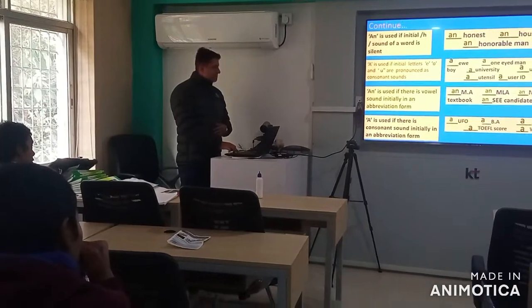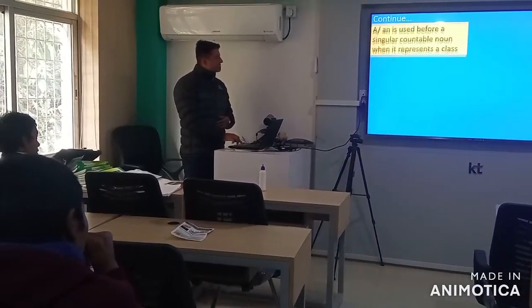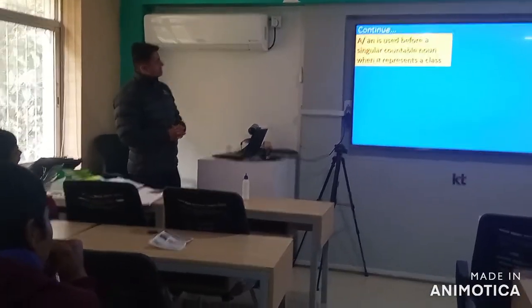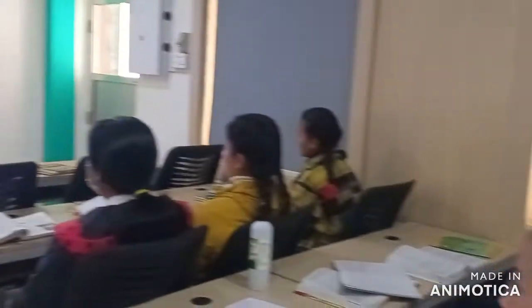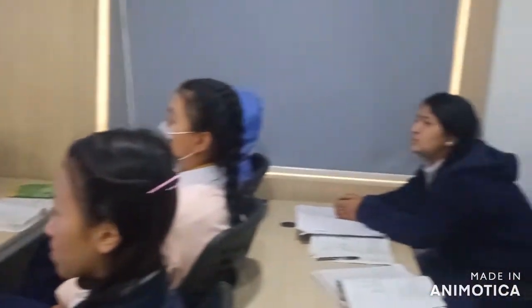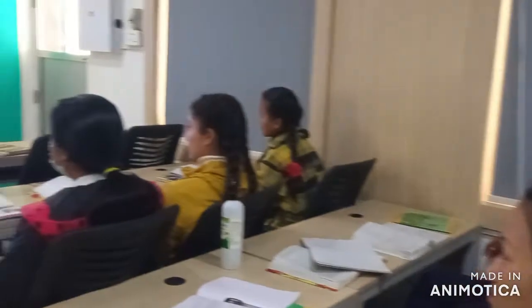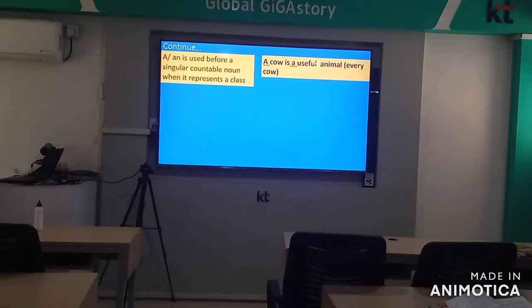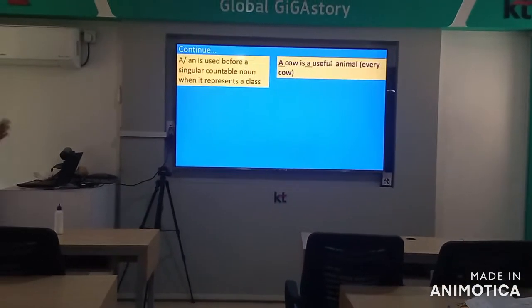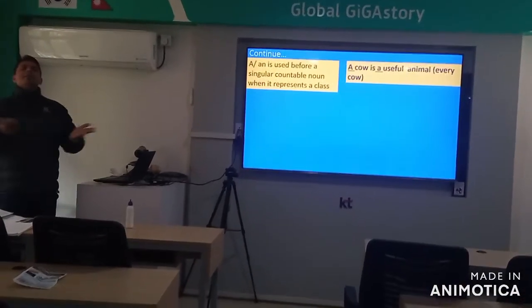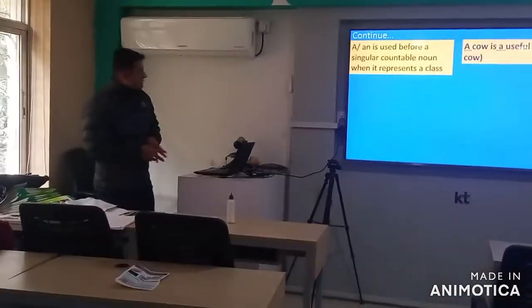Okay, with the next slide here, please read out. A singular countable noun when it represents a class. If it is a whole class, then we use either "a" or "an". A cow is a useful animal. It means every cow. It's not only one cow, it means every cow. A cow is a useful animal. When we say it, it means not only one cow but also every cow. They are useful, right?